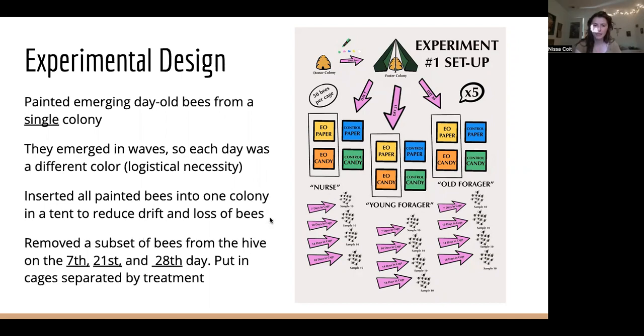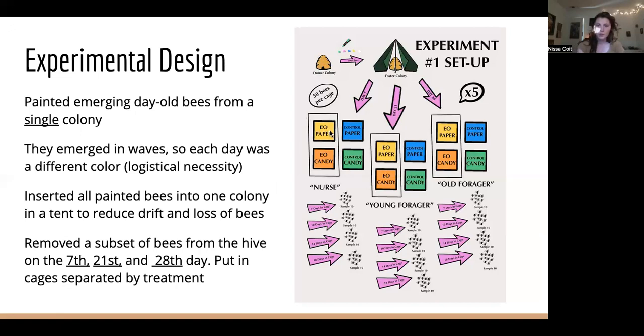The point of painting them was so that I would know how old they were. So on the first day I painted 1,000 bees green, and I knew that if I went back in 7 days and found green bees, those bees would then be 7 days old. So that's exactly what I did. On the 7th day, I went in and removed a subset of the bees in the hive, and I put them into 4 different cages.